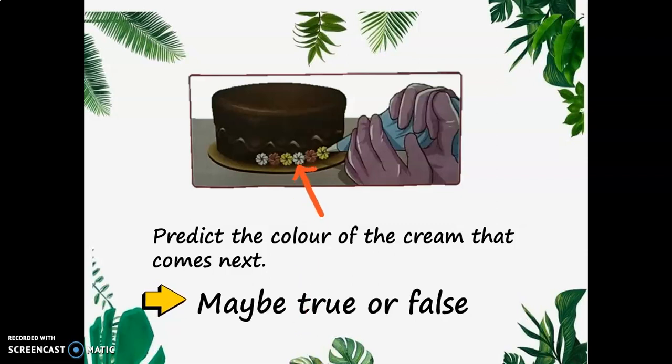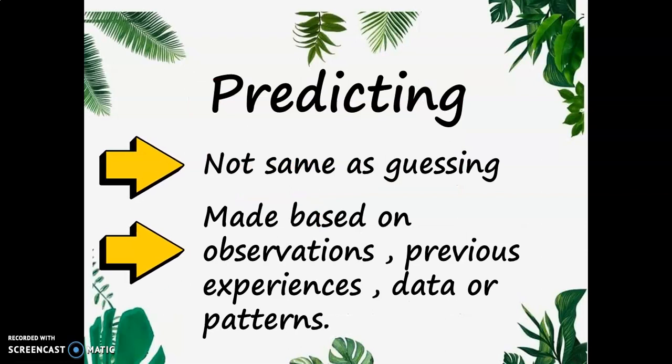Yes, maybe you will answer white. You may answer pink. And you may answer, what color is that? Yellow. So, your prediction may be true or may be false because we cannot see the true color of the cream. So, that is true or false.